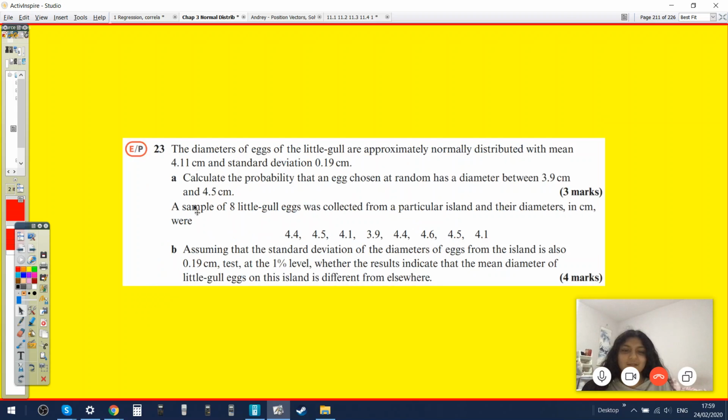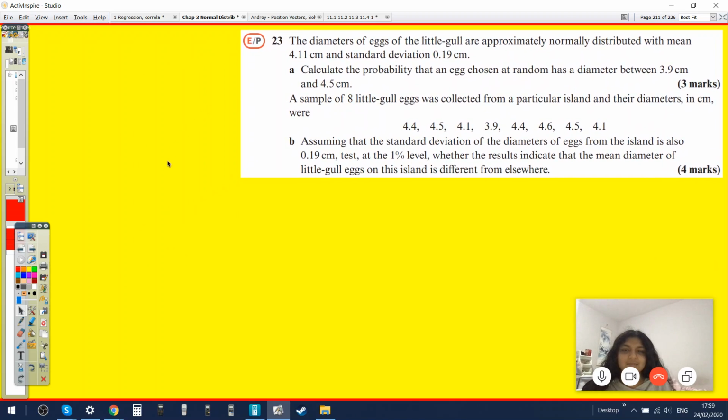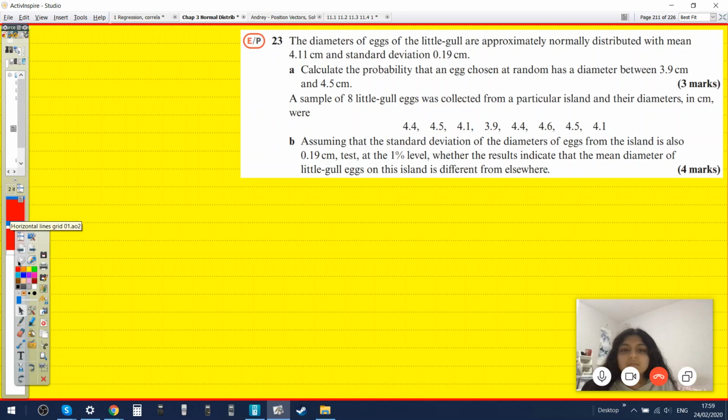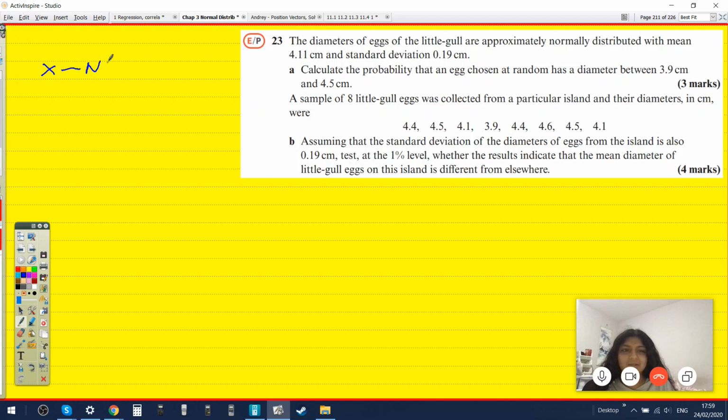I don't know how to do these questions. What's different about this one? I don't know. It's two-tailed. What's different? It's part B that's the different bit. I don't see anything. Oh, assuming that the standard deviation is also 0.19. Is that the different bit? I believe that's the different bit.